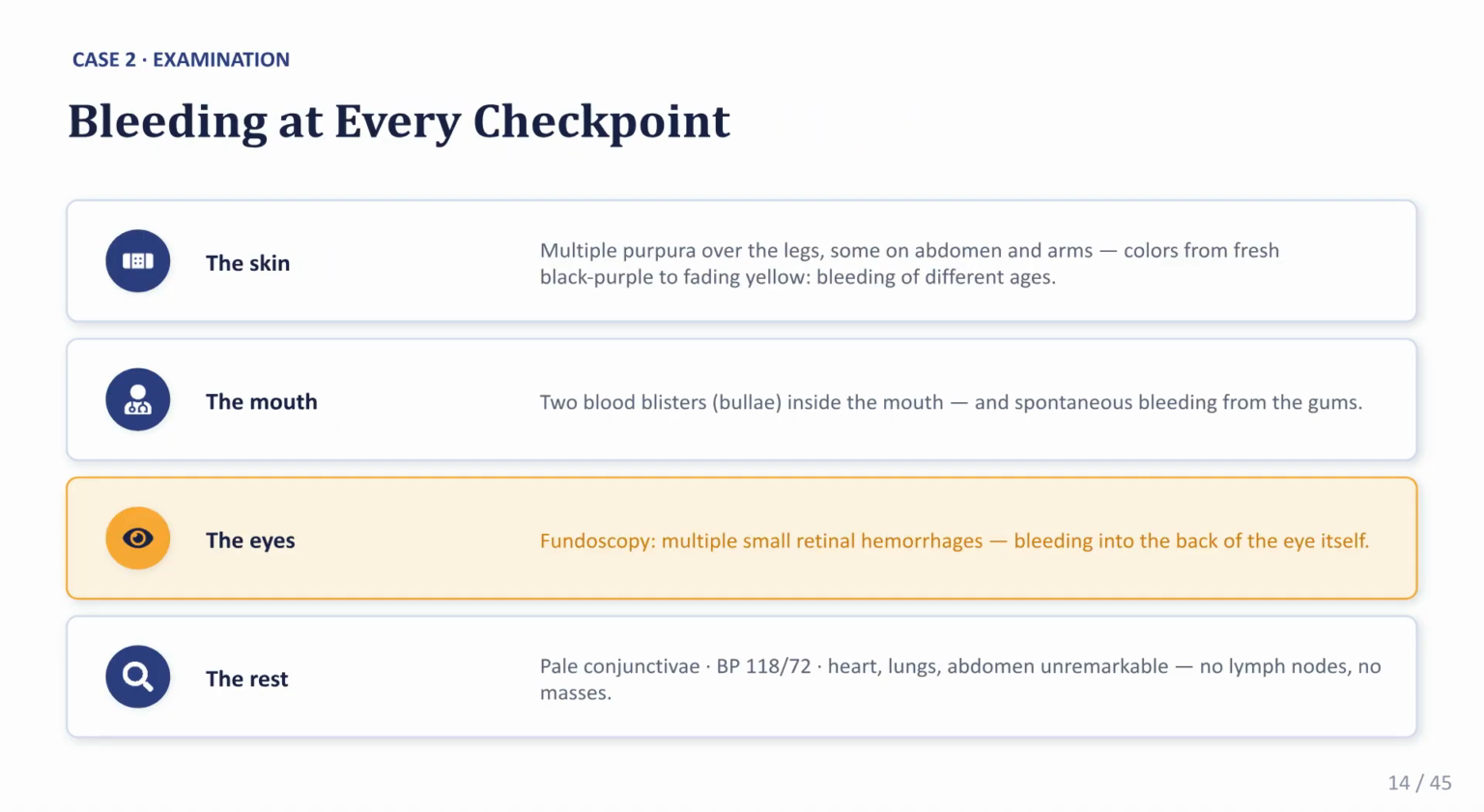Physical examination confirms signs of severe bleeding, purpura, oral blood blisters, and retinal hemorrhages. These are classic signs of significant thrombocytopenia. Her blood pressure is stable, and there is no organomegaly or lymphadenopathy. We are looking at a process that primarily affects the blood-forming elements within the marrow.